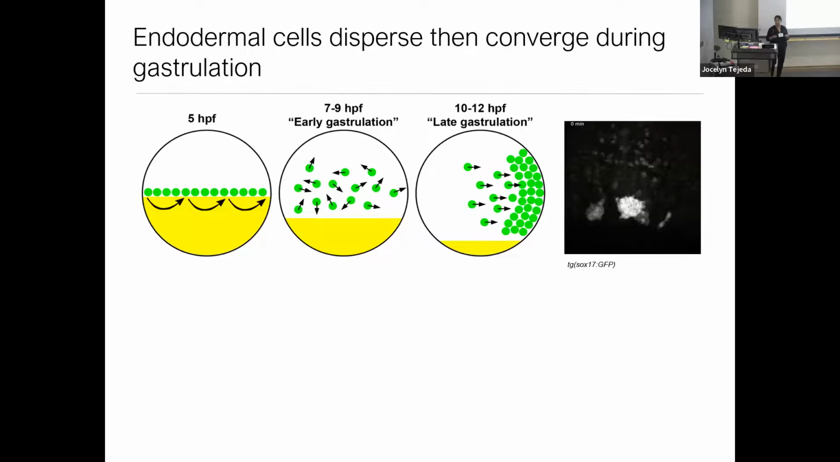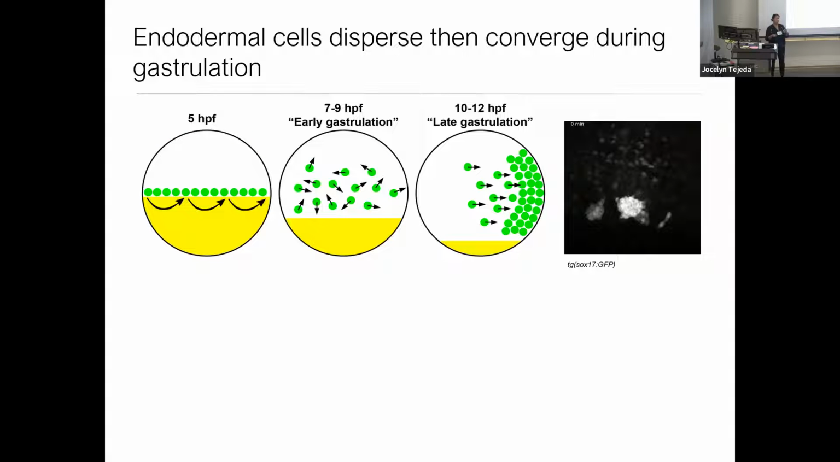Okay, so that's just a general overview of endoderm development. Let's drill down to look at what this looks like specifically in zebrafish. Like I said, the endoderm is an embryonic tissue, so it's specified really early in embryonic development. In zebrafish, this happens at about 5 hours post-fertilization.